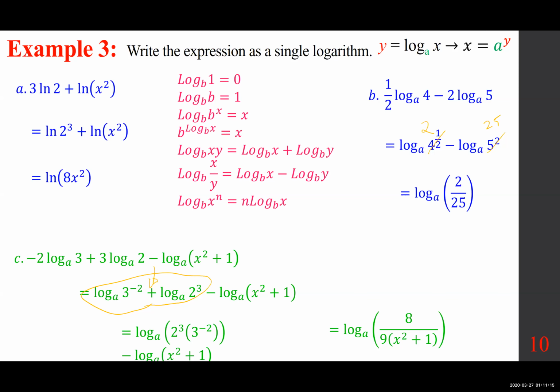Needless to say, 2 cubed is 8. And 3 to the power of -2 is 1/9. And that's why this goes there. Okay. I hope it makes sense to everybody. Any questions?